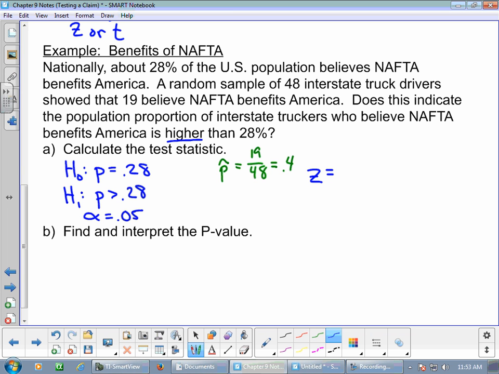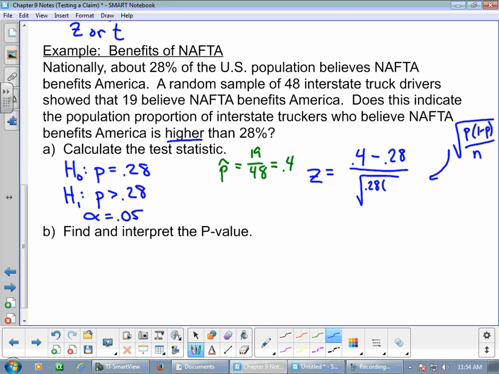So we're going to take our statistic, which is 0.4, minus the population parameter, 0.28, divided by the standard deviation of the sampling distribution. Now, for the standard deviation of the sampling distribution here, we're assuming the null to be true, so we use the 0.28. This is a little bit different than we did confidence intervals. The denominator here is the square root of p times 1 minus p divided by n.